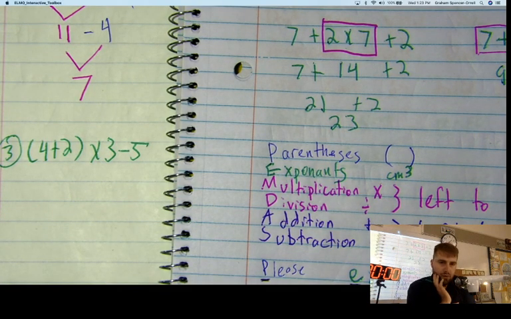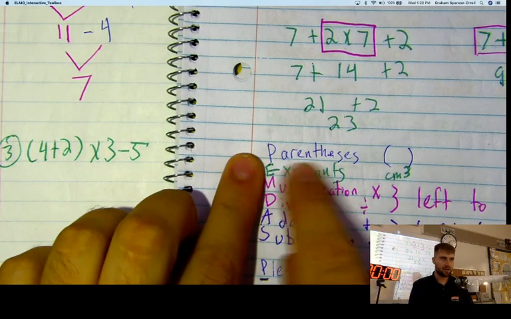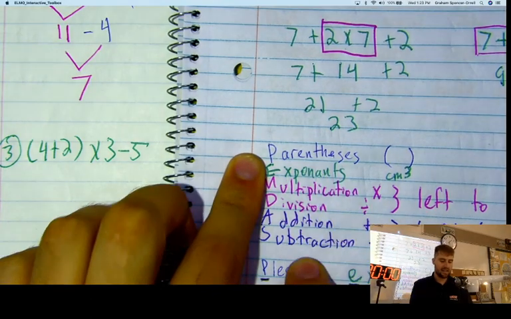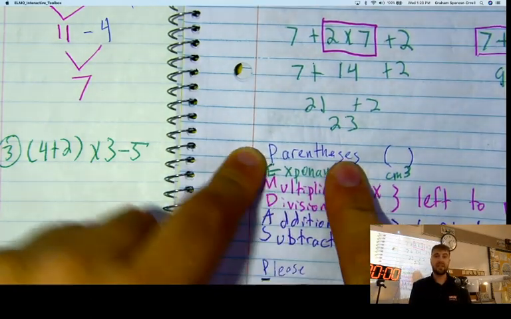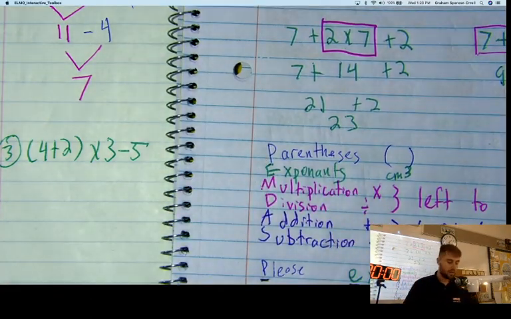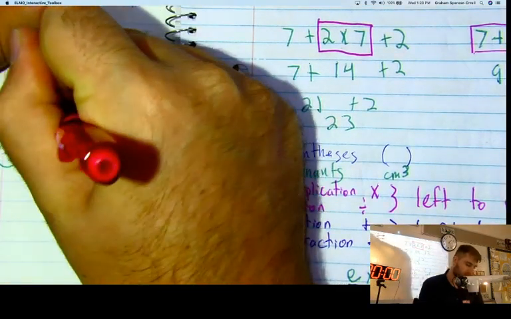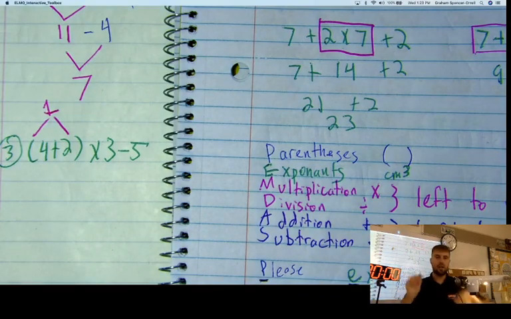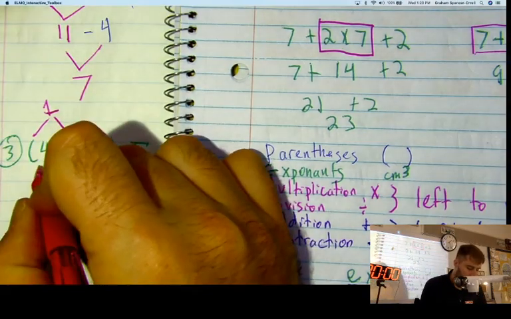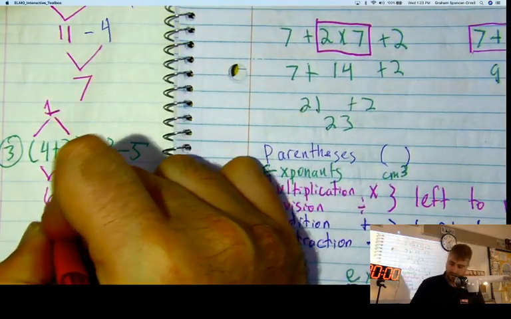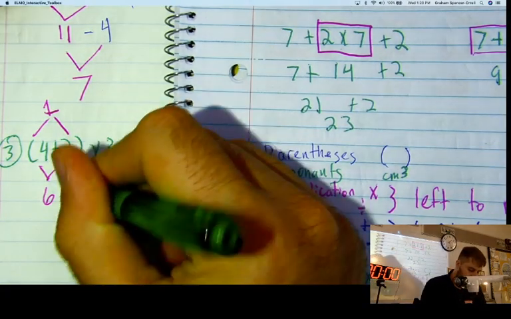All right, so I'm going to start with 4 plus 2. Why am I going to do that? Well, I see that around the 4 plus 2, there are parentheses. And parentheses is first on our list. So as I work on our list, I say, hey, are there parentheses? And the answer is yes, there are. So we need to do the parentheses first. And what's in the parentheses? 4 plus 2. So 4 plus 2 is 6. Then I'll rewrite everything else.